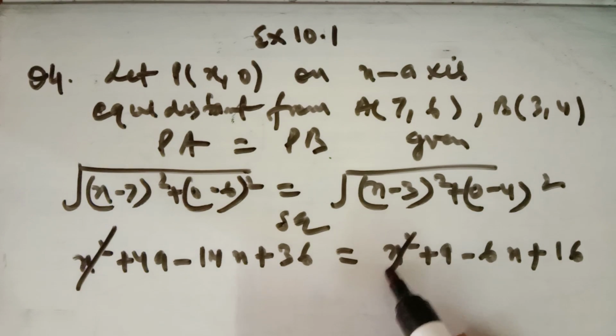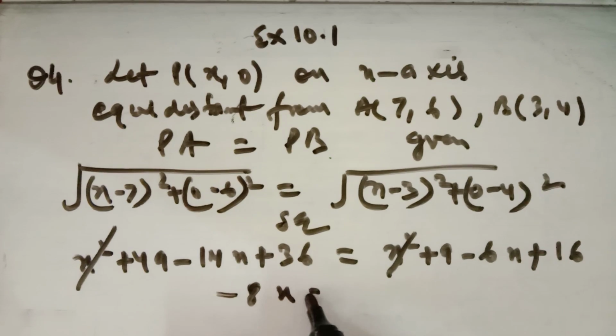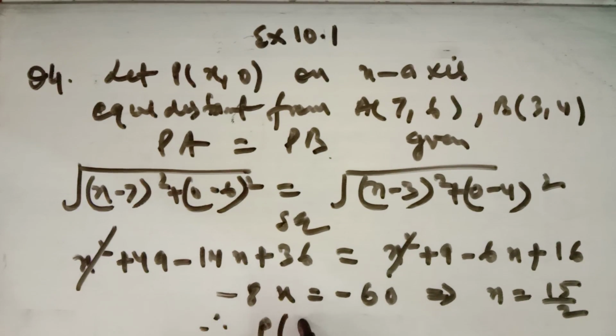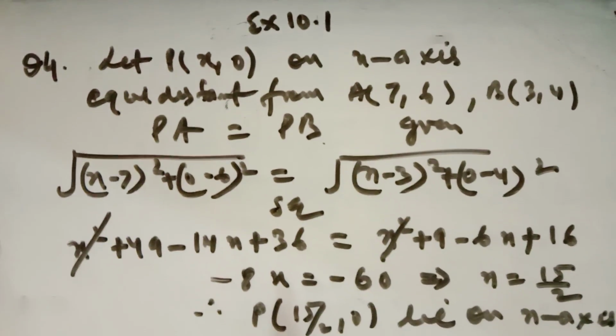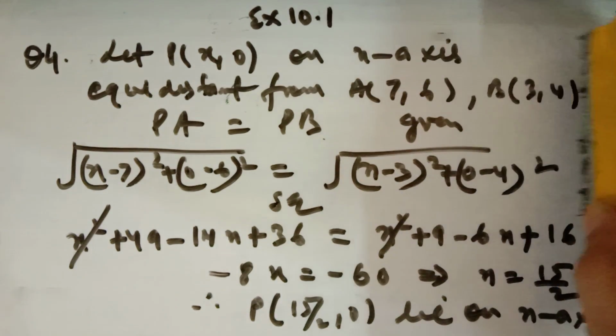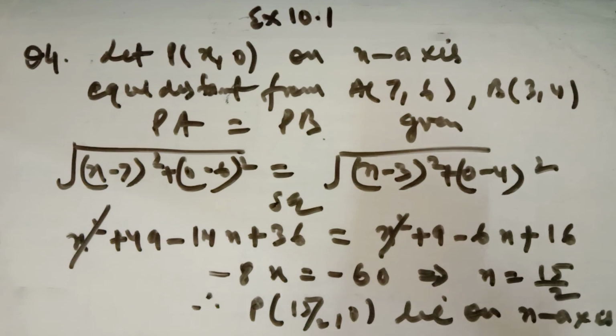So x square will be cancelled out with this x square, and it comes out to be 8x equal to 60, which gives x equal to 15 upon 2. Therefore, the point P, which is (15/2, 0), lies on the x-axis. This is the type of question you have already done in your class 10th also. You have to find the point on the x-axis, any point on the x-axis has coordinates (x, 0), and it is equidistant from the two given points A and B.